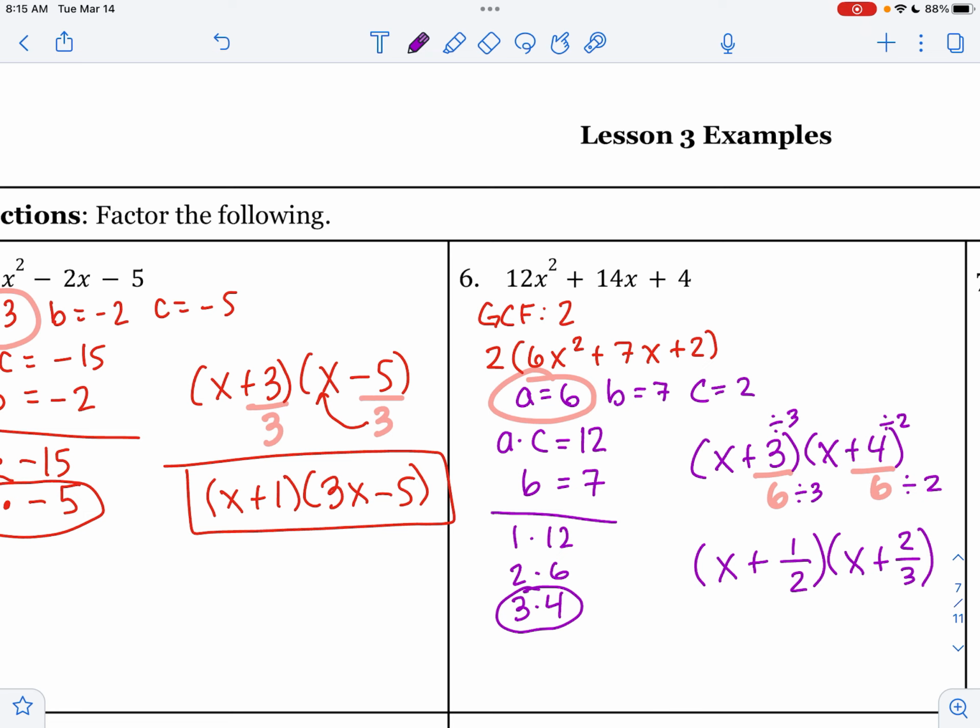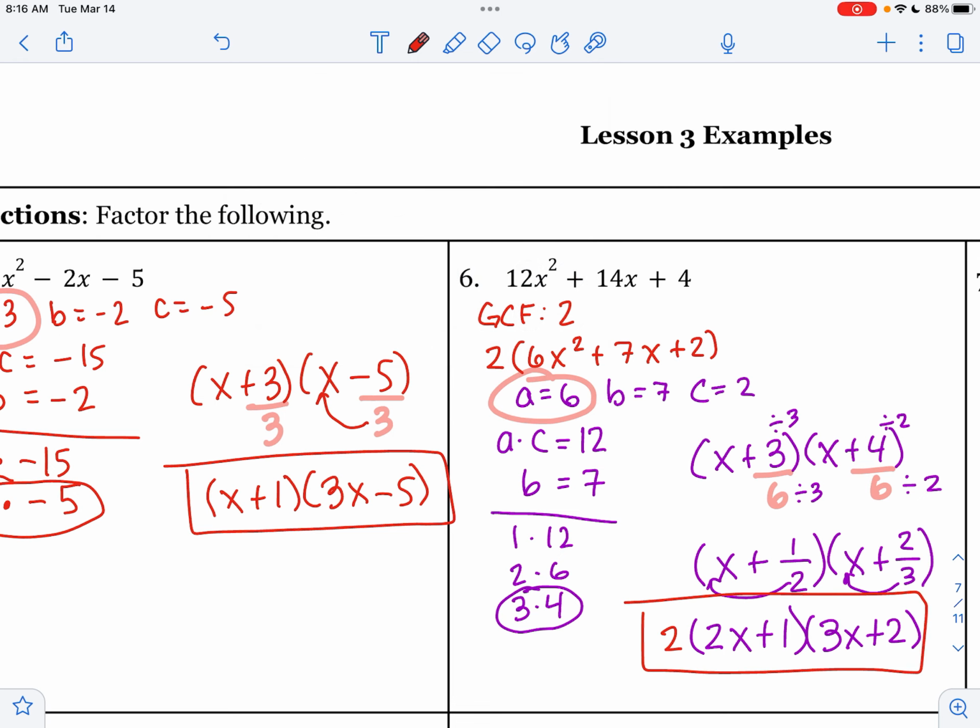And now they're simplified, and now I can bring the denominator up here and up here. So 2x plus whatever your numerator is, which is 1, and 3x, sorry, 3x plus 2. Okay, and then my GCF, don't forget this 2. I'm going to bring it down in front. And that's your answer. Hopefully this is making sense.